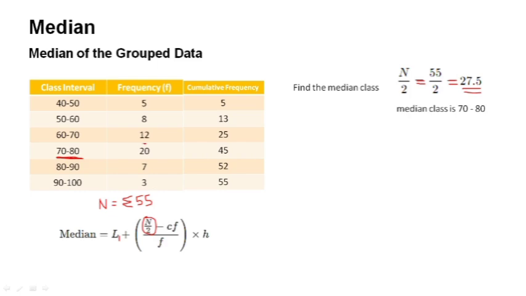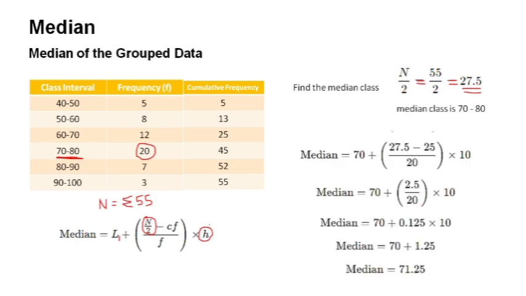What is the frequency of the median class? The frequency of the median class is 20. And h here is L2 minus L1. The explanation of all these steps is given here. So the median is equal to the lower limit of the median class. This 70 is the lower limit of the median class, and this is the upper limit of the median class.